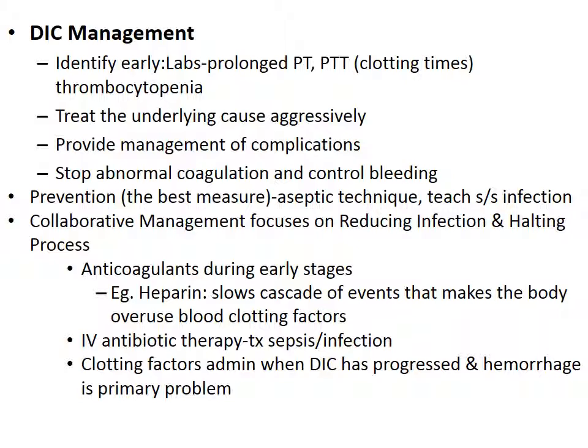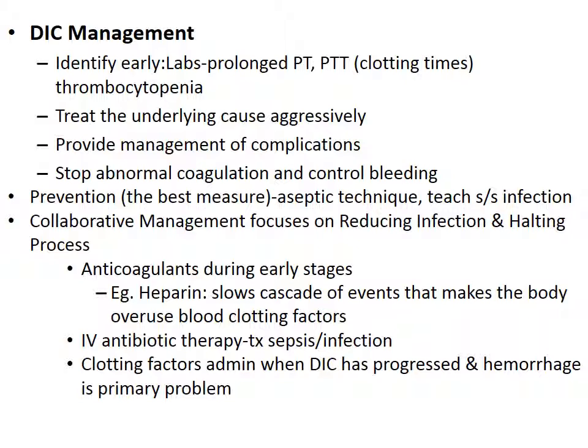Collaborative management of these patients focuses on reducing infection and halting the process. Early in the stage of DIC, anticoagulation is often implemented by a heparin drip. Heparin slows the cascade of clotting events that makes the body overuse the clotting factors present. It does not get rid of the clotting that is there, but it stops the clotting process. Additionally, IV antibiotic therapy to treat the underlying sepsis or infection is definitely implemented. And then, replacing blood products that are abnormal is the hallmark of therapy.